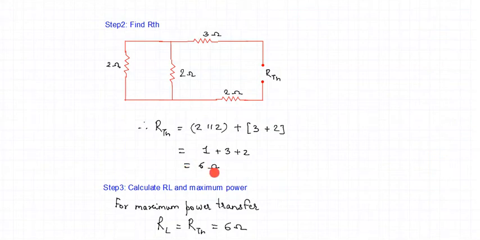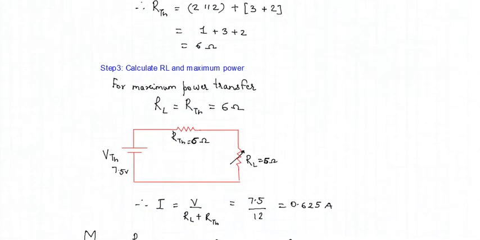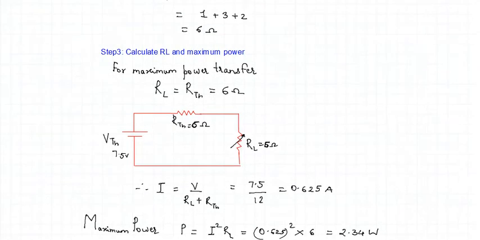Once we get RTH, we'll find the load resistance. We have been asked to find the load resistance. According to the maximum power transfer theorem, for maximum power to be delivered from the network to the load, the load resistance must be equal to the source resistance. So the entire network has a resistance of 6 ohms. If the load resistance takes a value of 6 ohms, then maximum current flows through the load resistance that results in maximum power. So RL is 6 ohms.